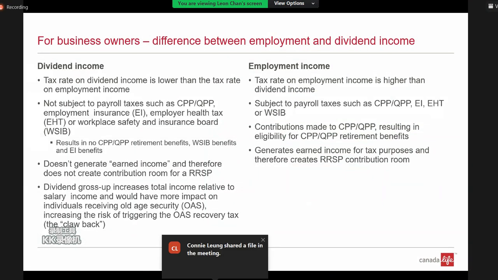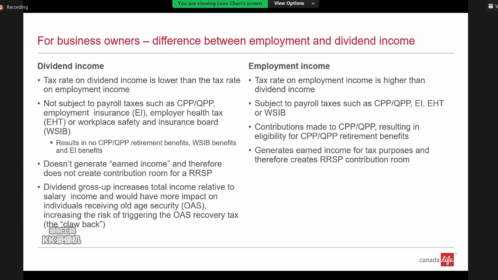If they wanted to pay these sort of taxes in order to make sure that they have these sort of benefits in the future, then it requires employment income to generate that, right? And the reason for that is because it doesn't generate earned income. So it doesn't actually create contribution room for RRSPs.